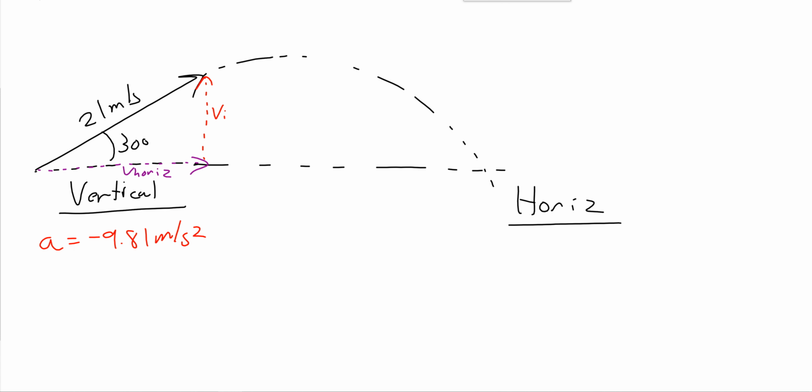Can I calculate what VI is, given the information I have? Yes, because I have the hypotenuse of this triangle and an angle within it. So VI is the vertical component of that triangle, and it is going to be the sine of 30 times 21, which will be positive 10.5 meters per second.